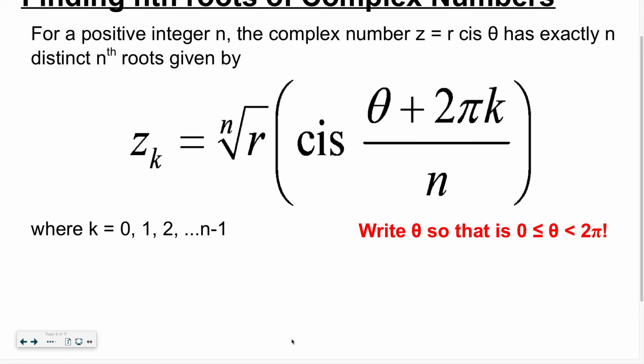Okay, this is for, again, a positive integer n. So think about all the roots you've ever done in your life in math class. It's like a square root, a cube root, a fourth root, a fifth root.